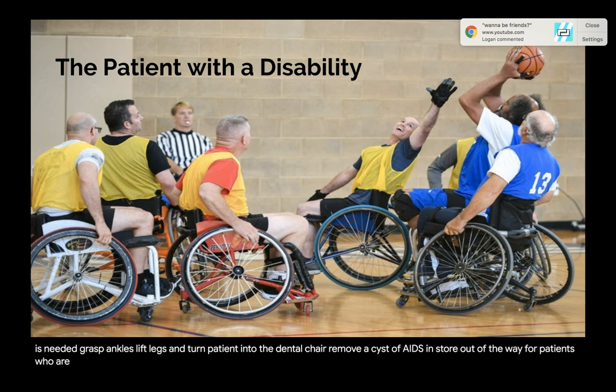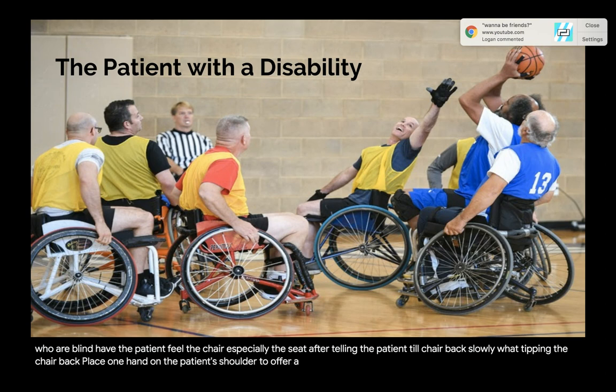For patients who are blind, have the patient feel the chair, especially the seat and the back, before being seated. After telling the patient, tilt the chair back slowly. While tipping the chair back, place one hand on the patient's shoulder to offer assurance and support.